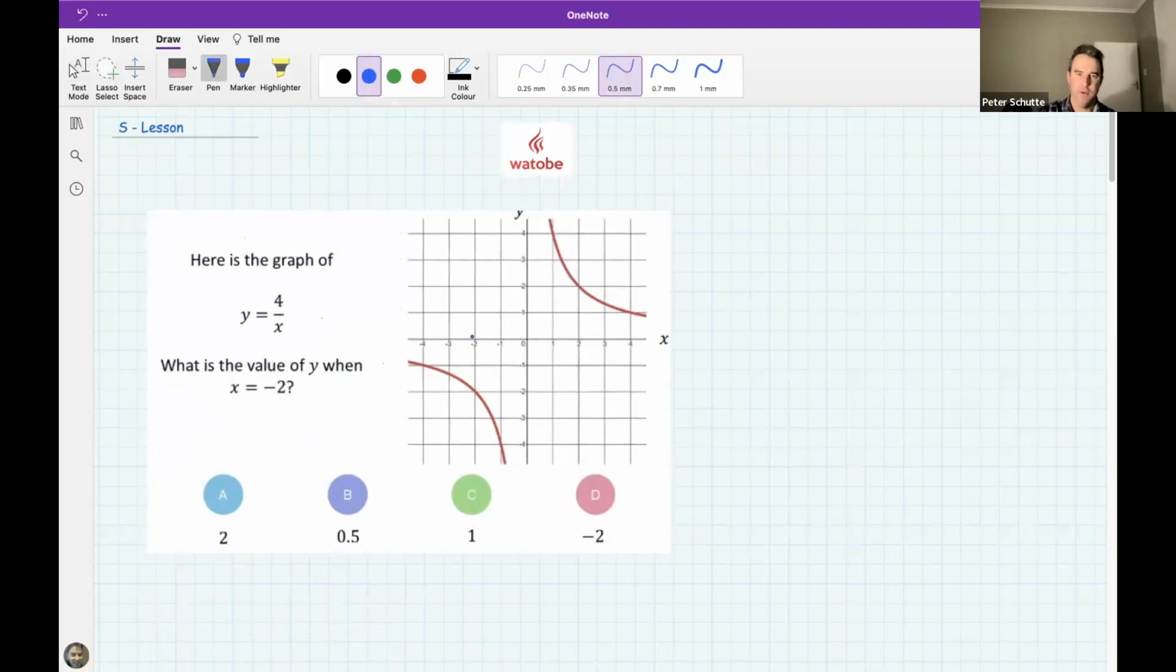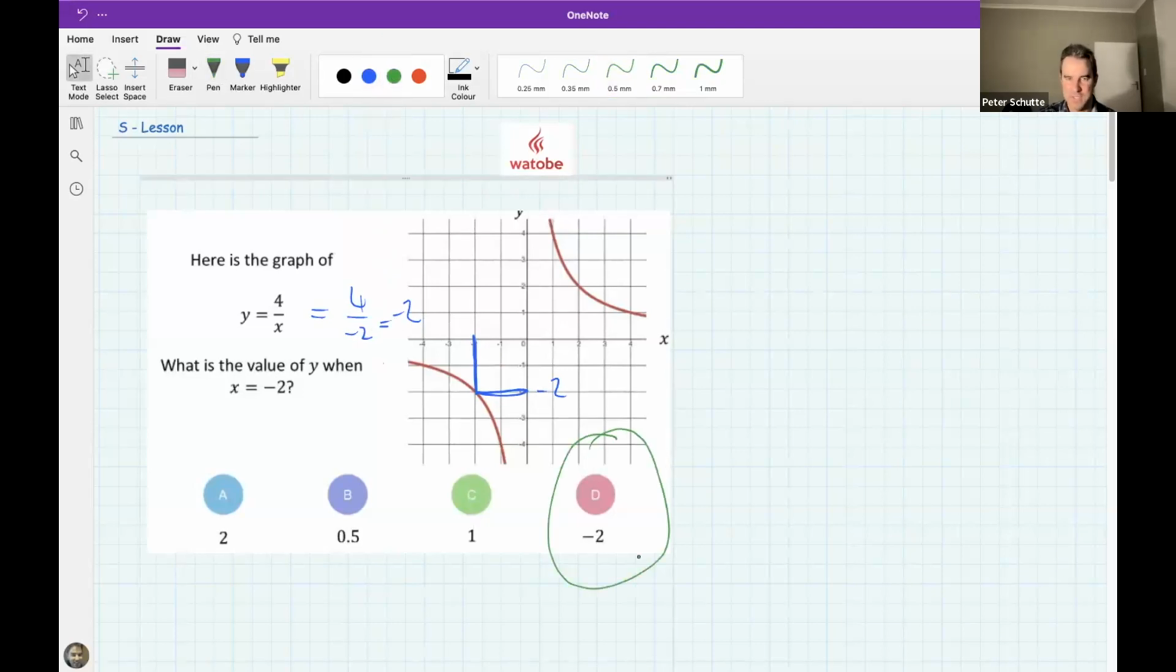So where x is minus 2 is kind of here. And if we look on the graph, the answer seems to be minus 2. And if we do it with algebra, we also get minus 2, which makes a lot of sense. And so the correct answer is going to be D. Okay, cool. So that was just a little warm-up.